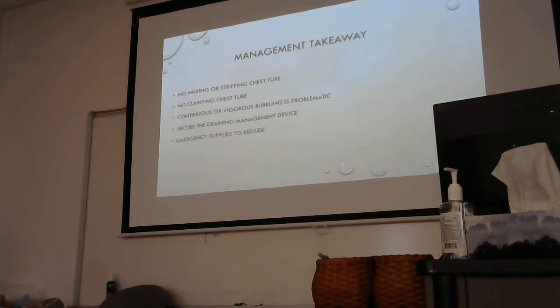So your management takeaway: no milking or stripping of the tubes. And milking is not as bad as stripping. If you get some fluid, blood or whatever caught up in that tube, you can kind of help facilitate it down, but definitely no stripping. No clamping of the chest tube. Continuous or vigorous bubbling is problematic. Ensure that you are securing the drainage management system out of the way of traffic, and make sure that you have all of your emergency supplies at the bedside.